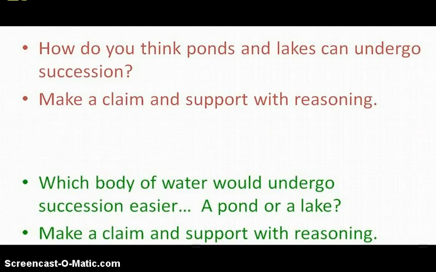Stop the video and answer questions 2 and 3 on your handout. The questions: how do you think ponds and lakes can undergo succession? Make a claim and support with reasoning. Which body of water would undergo succession easier, a pond or a lake? Make a claim and support with reasoning. The next few slides will show you how ponds and lakes undergo succession. You will revisit these 2 questions later to add to your answers.